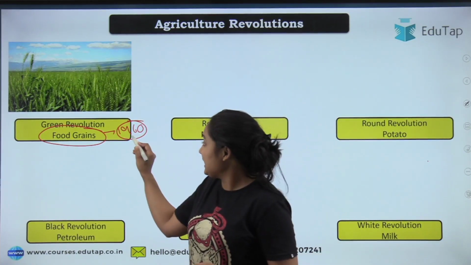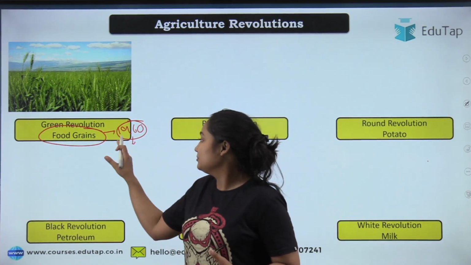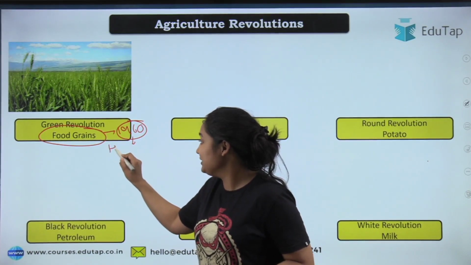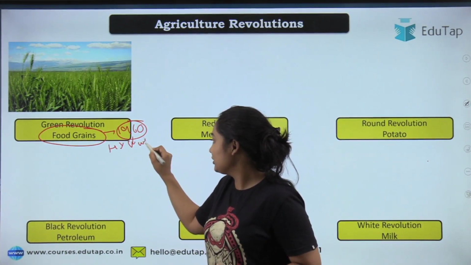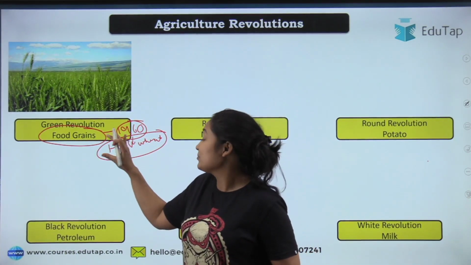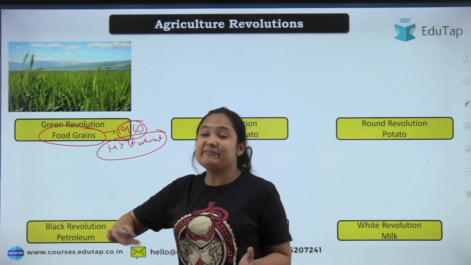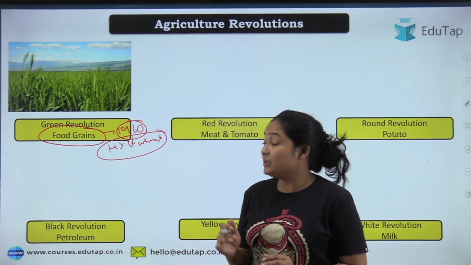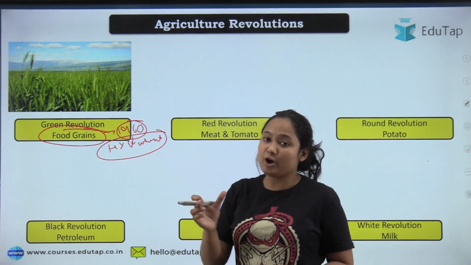So, in 1960, there was a scientist called Norman Borlaug, and he developed some high yielding varieties of wheat. So when these varieties were used, good production of wheat was there. And in India, the green revolution was led by M.S. Swaminathan. That's why whenever the question appears for the father of green revolution, you will answer Norman Borlaug.